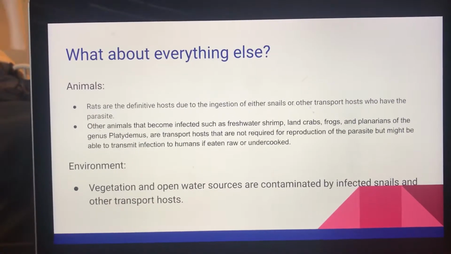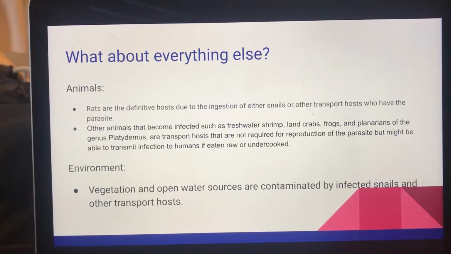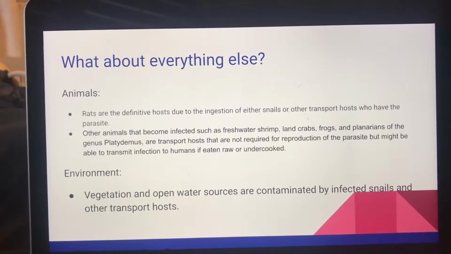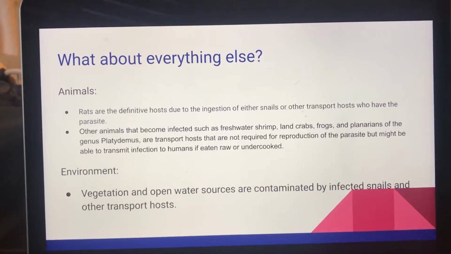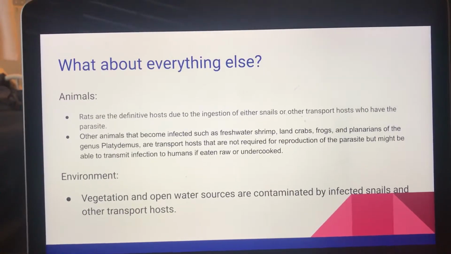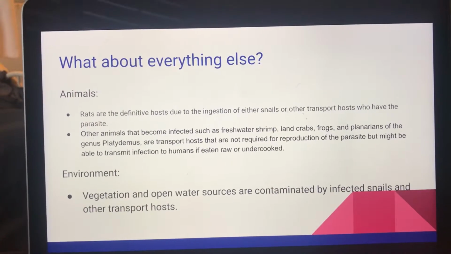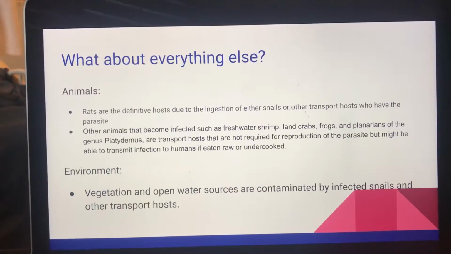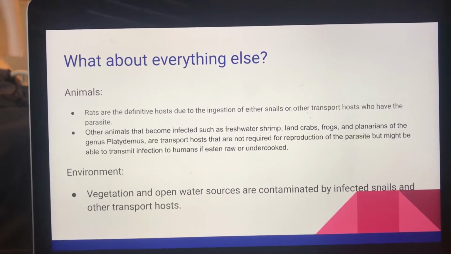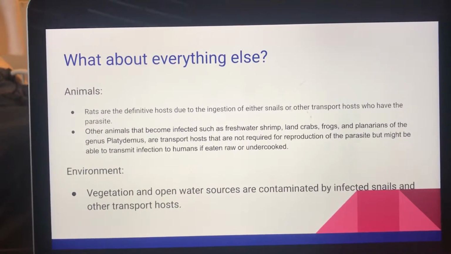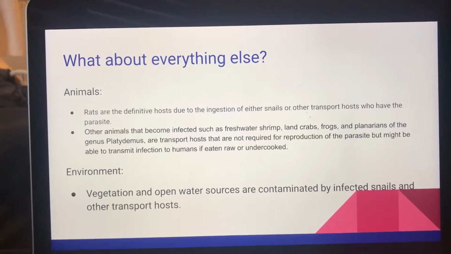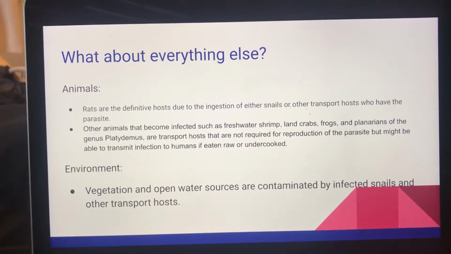And then, environment-wise, obviously the vegetation comes in contact with the infected slugs and such. And then there are open water sources that the rats and the slugs and everything can be in. Once they touch that, it's instantly contaminated, and somebody might drink or touch the water not knowing that it's infected, and then not wash their hands, and end up ingesting it that way.